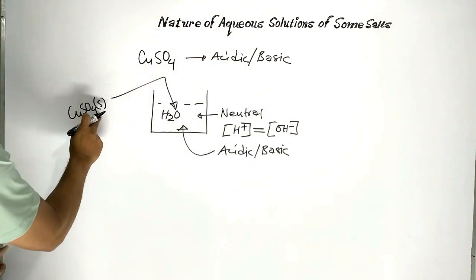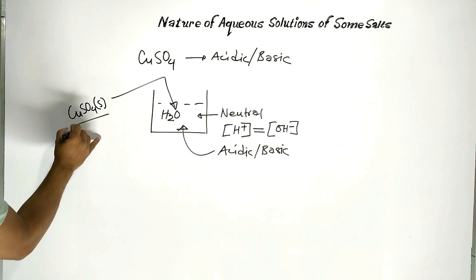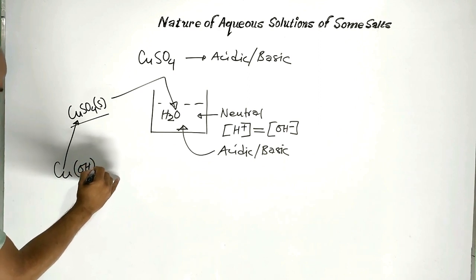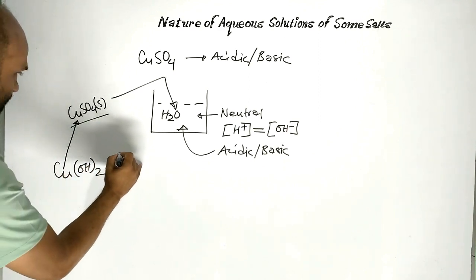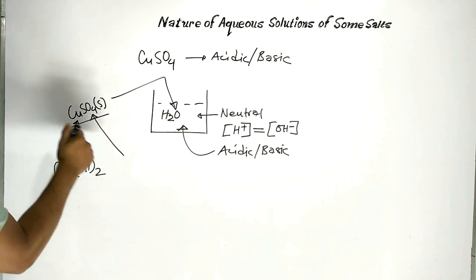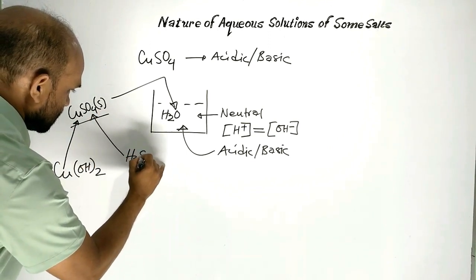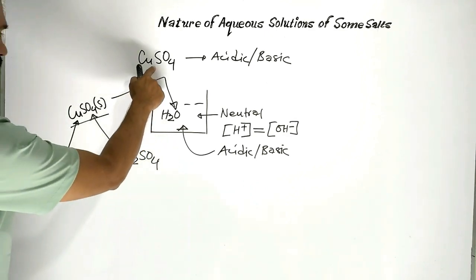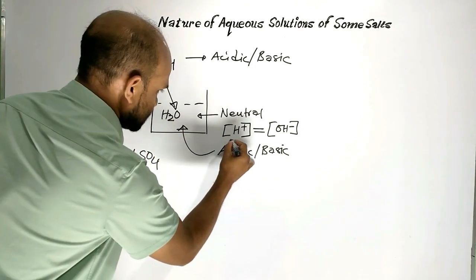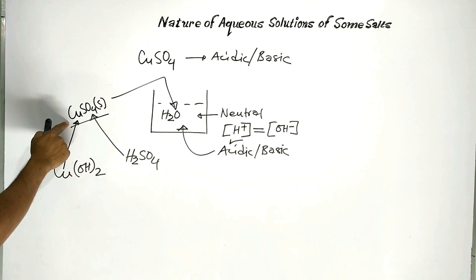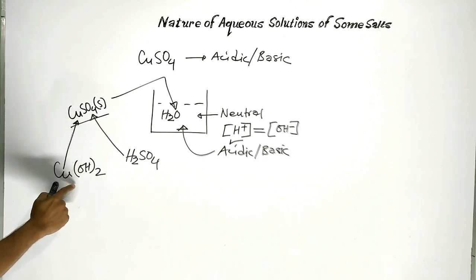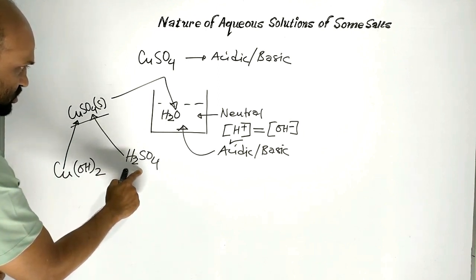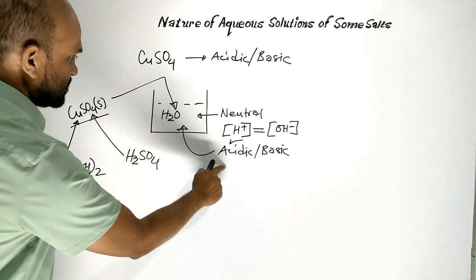Here, copper sulfate is a salt of weak base, cupric hydroxide, and this is a salt of strong acid, sulfuric acid. So normally we can say that the solution of copper sulfate is acidic in nature because this salt consists of weak base, cupric hydroxide, and strong acid, sulfuric acid. So the solution of copper sulfate is acidic in nature.